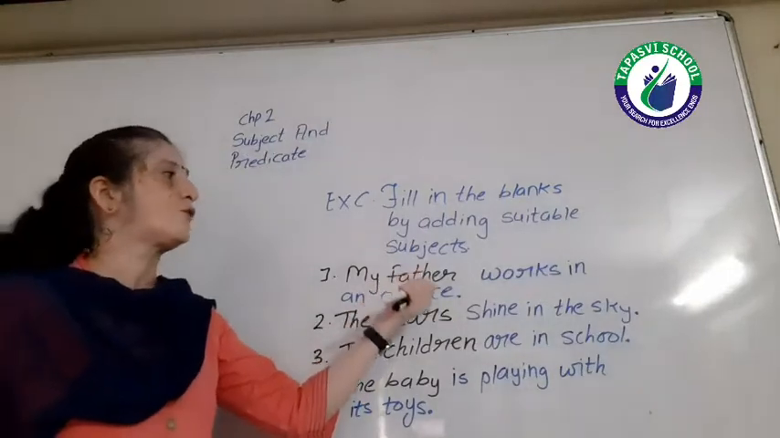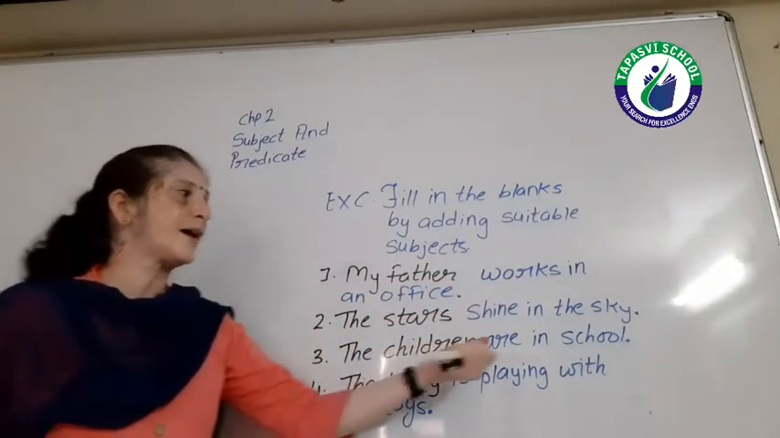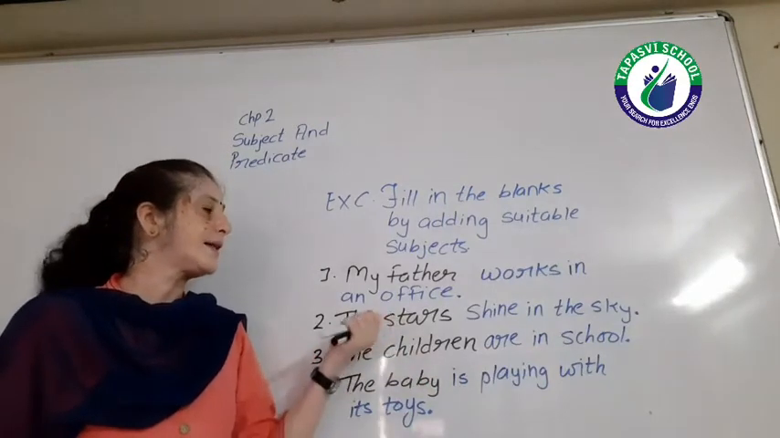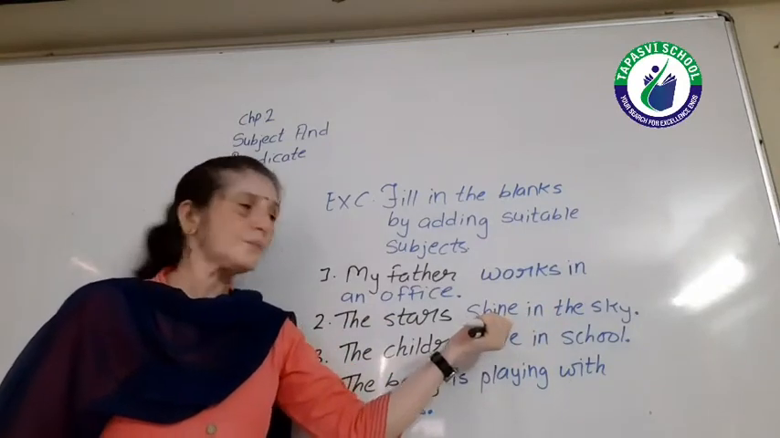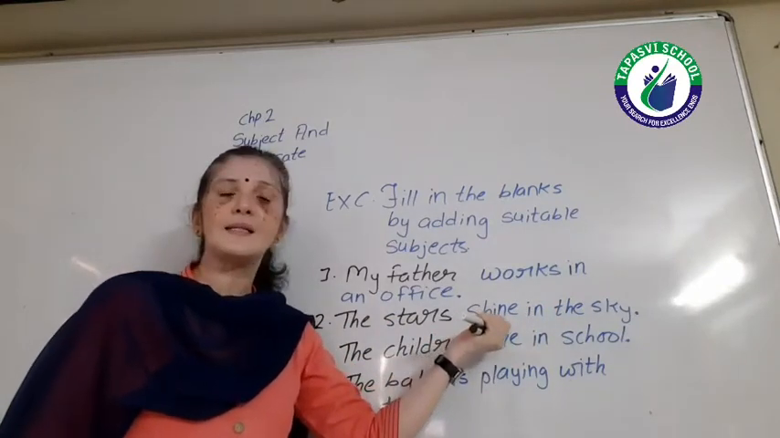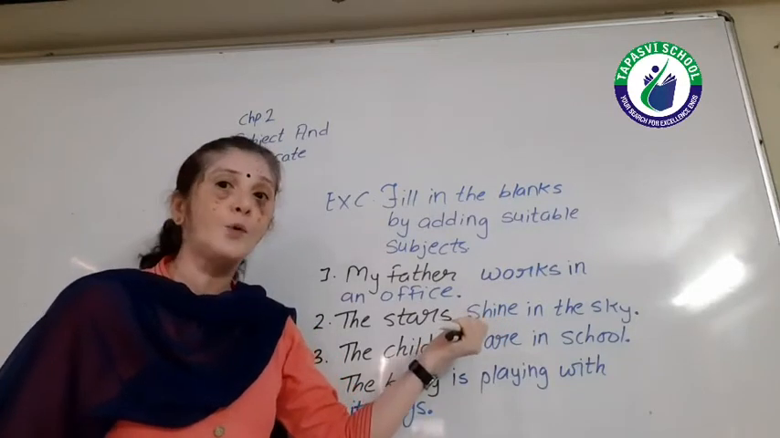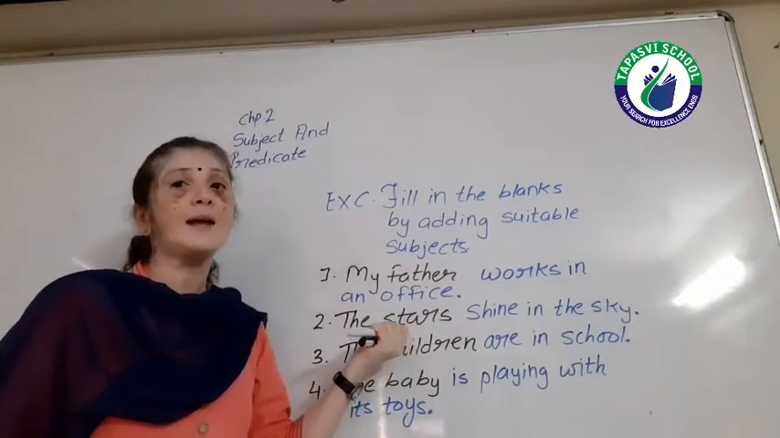Here, in place of my father you can write my mother also, right? The children are in school. In place of that we can write the teachers are in school. See, dash shine in the sky. A plural verb is given, shine, right? So the verb which is without s is called a plural verb. So here we have to write a plural subject. So we have to write the stars.